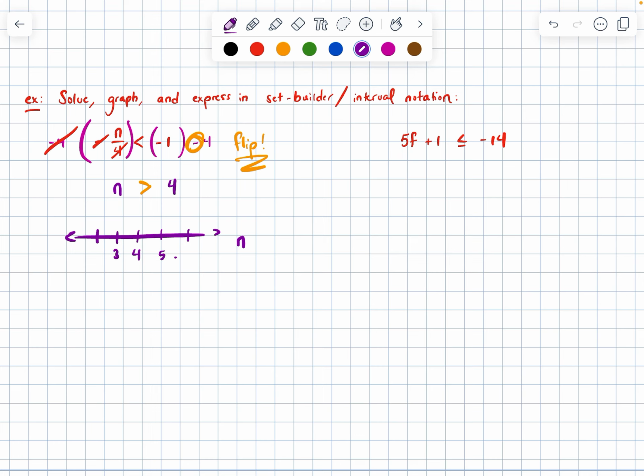Let's take my number line. I'll label it with my n. I'll give myself a couple tick marks. Maybe I'll slot the 4 towards the middle. I'll say 5 and 3 off to either side. Give myself some ellipsis to indicate that I keep going.